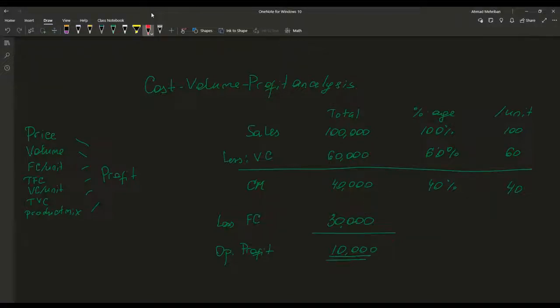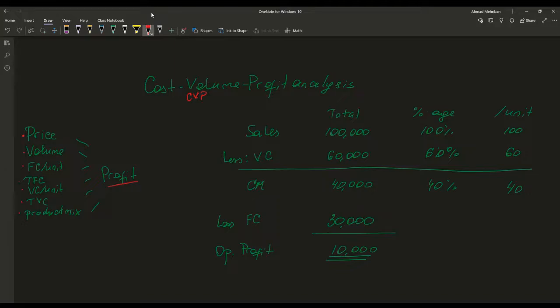Let's take a look at the cost volume profit analysis. What it does is we look at prices, volume or changes in the prices, volume, fixed cost per unit, total fixed cost, variable cost per unit, total variable cost. We will also look at product mix a bit later, but for any changes in any of these parameters, how is it going to affect our profit? And this is what a CVP analysis is. Let's make sure that we know that it's a CVP analysis in abbreviation.